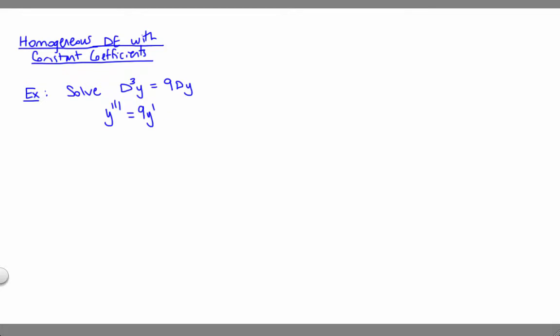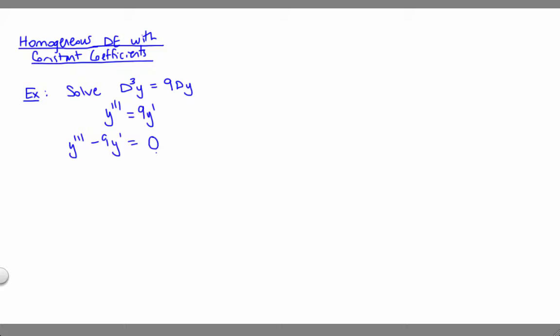This is not the standard way of writing these DEs with constant coefficients. The standard way would be to write all the y terms on the left side of the DE, and then if there were any x terms or constants, they would go over on the right side. In this case, our right side is just 0. So all y terms and only y terms on the left side, everything else should go over to the right.